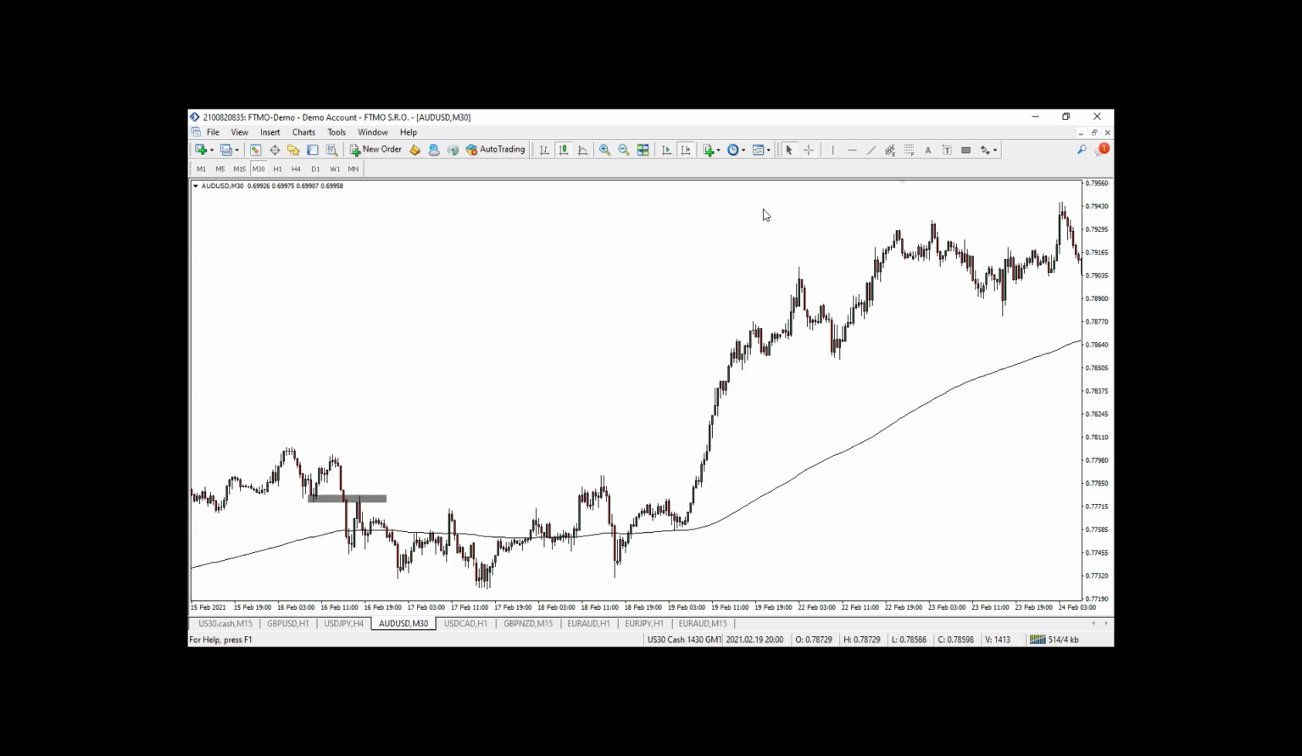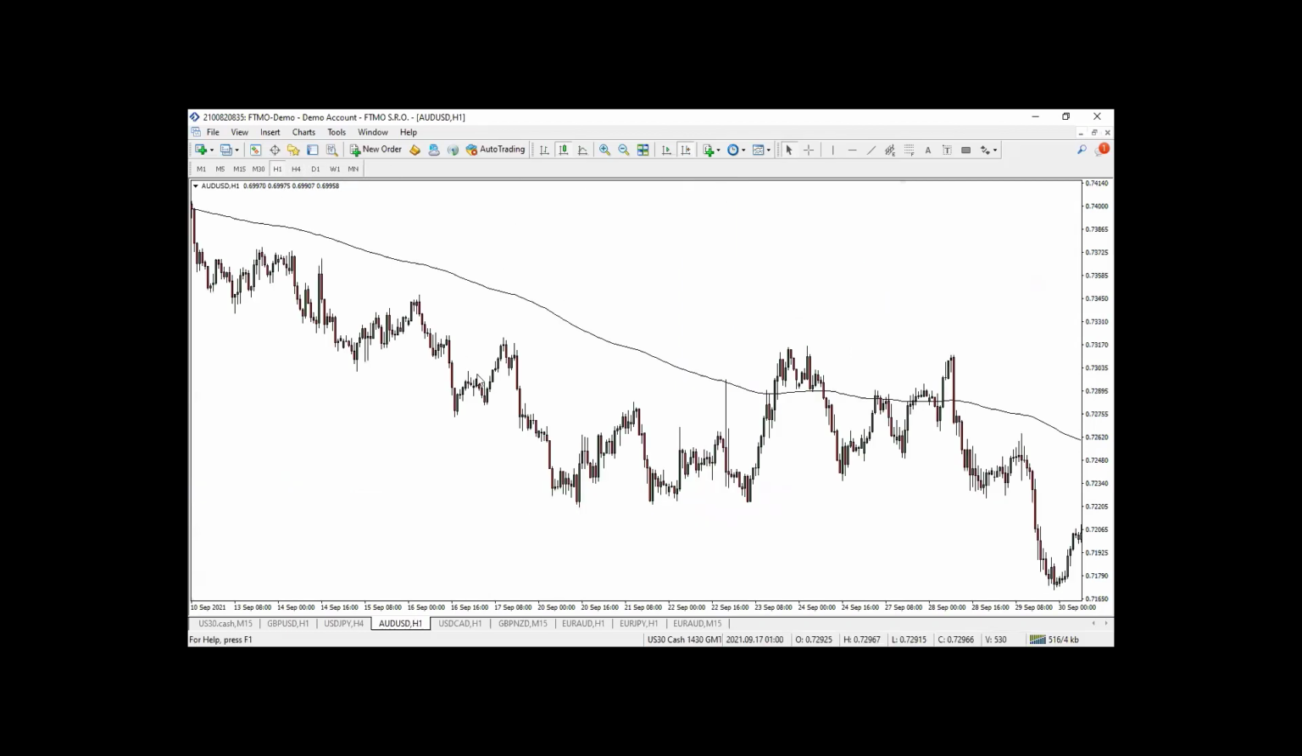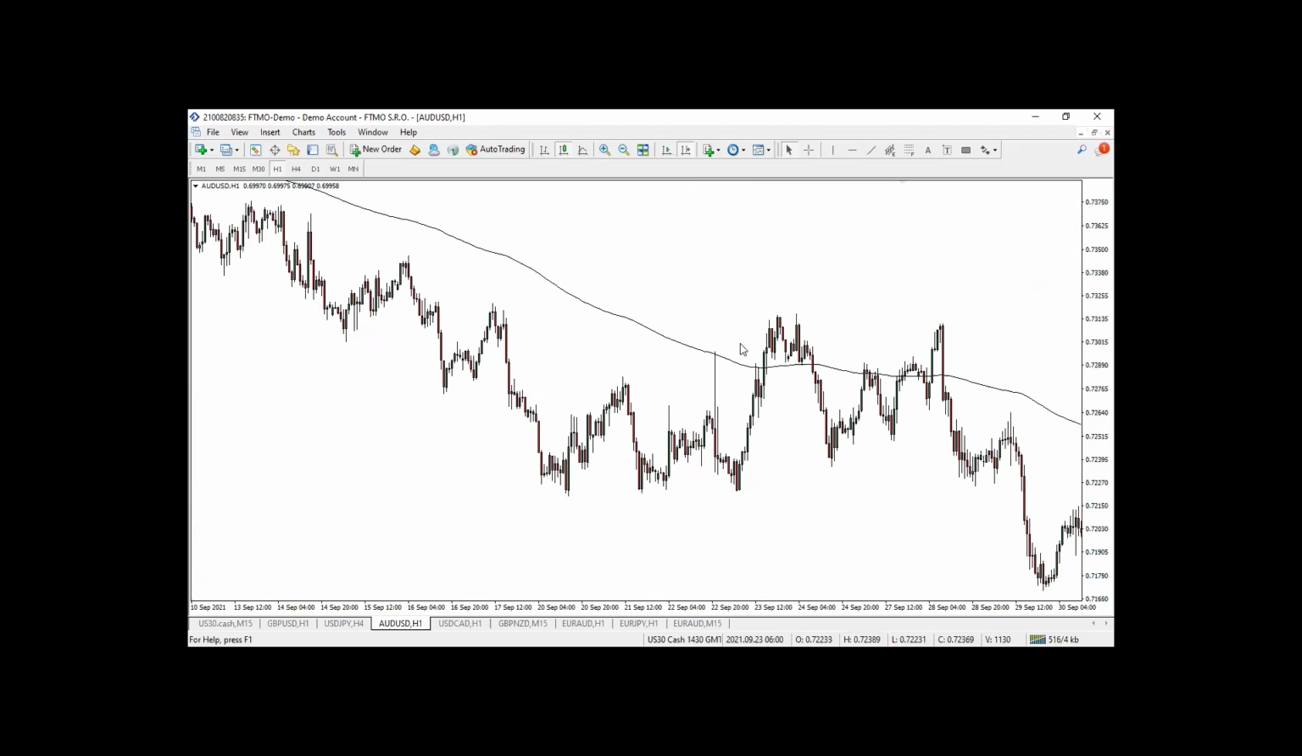let me mark this level here so that we know. From here, take your trade from here. So let's go to the 1 hour time frame, because this is 30 minutes.